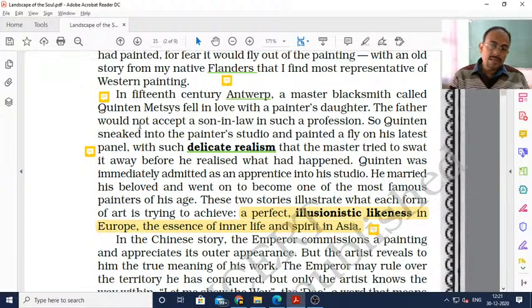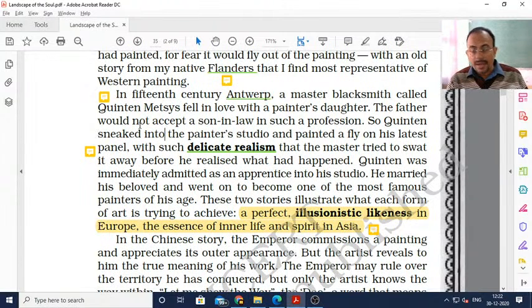The essence of inner life and spirit means, like Chinese painting may not be as illusionistic as, you can say, Western painting, but it has life in it. The Chinese painting has a life in it, because the painter wants the viewer to look from the painter's point of view, to look at the painting from the painter's eyes.